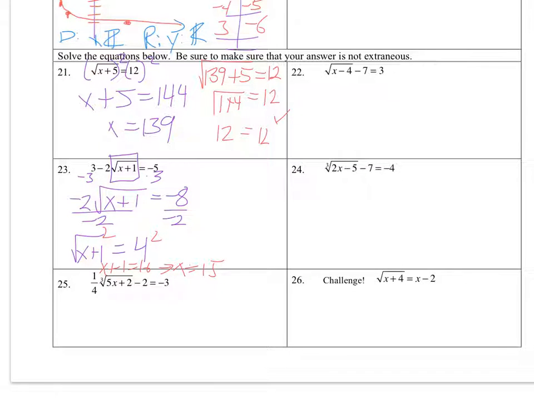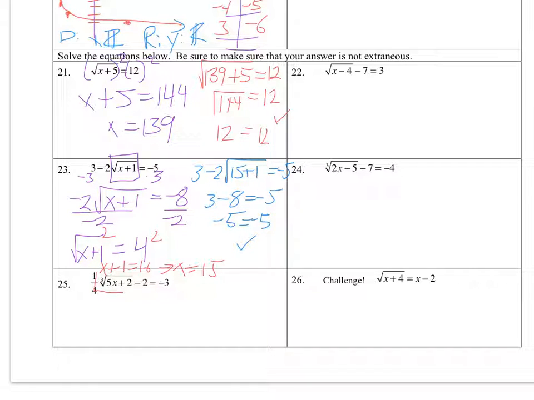Plugging this back in to the original equation, we get 3 minus 2 times the square root of 15 plus 1 is equal to -5. 15 plus 1 is 16. The square root of that is going to be 4. 3 minus 2 times 4, which is 8, is equal to -5. We get -5 equals -5 once again. Nothing is extraneous here.